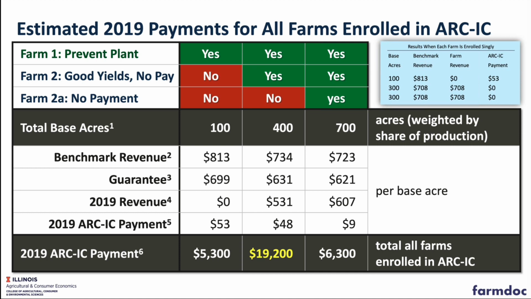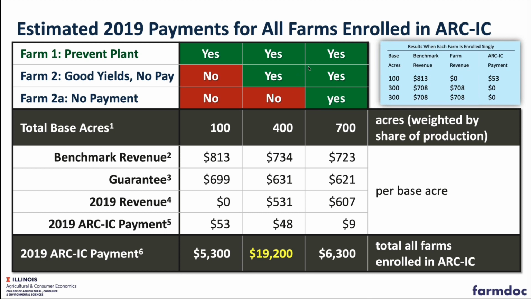You get a $48 payment, and your payment goes from $530 to $19,200 under ARC IC. Again, you're adding a non-paying farm, but because you're blending revenue, you get a higher payment. Now it's a smaller payment per acre, but a payment on more acres. A lot more acres. We go from 100 acres to 400 acres.